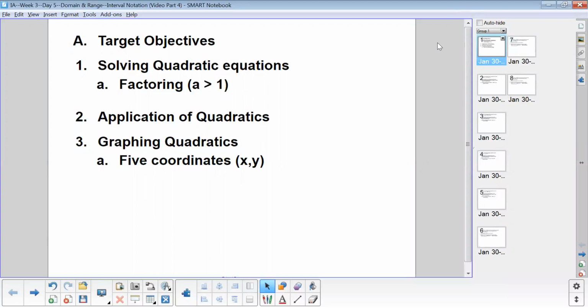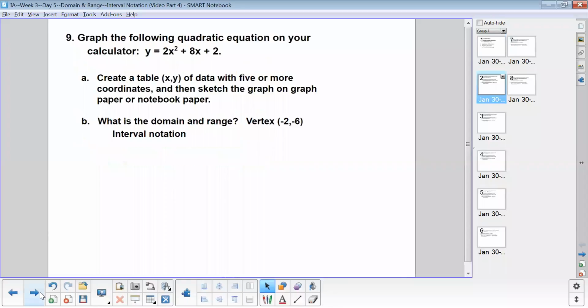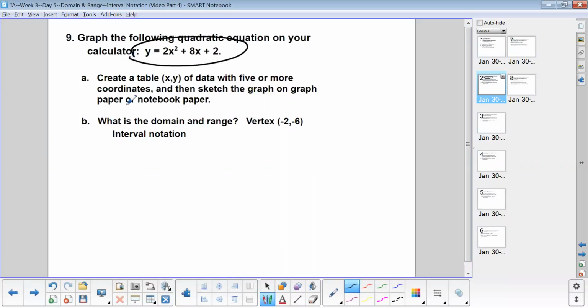This last part of the video with this lesson, you'll see, is graphing quadratics using a table and discussing the domain and range. So these next few problems we'll look at are equations that you would want to type into your calculator, and as I'm doing that, I go to y equals, and I'm typing in this equation.